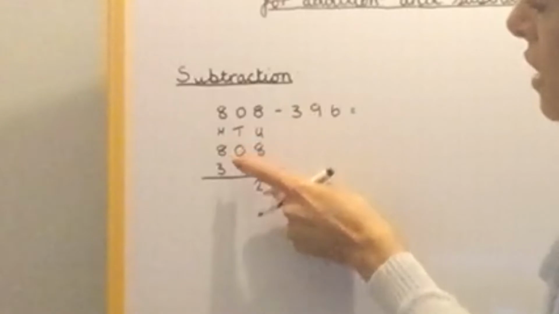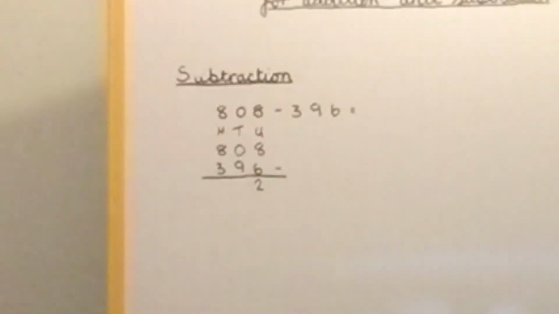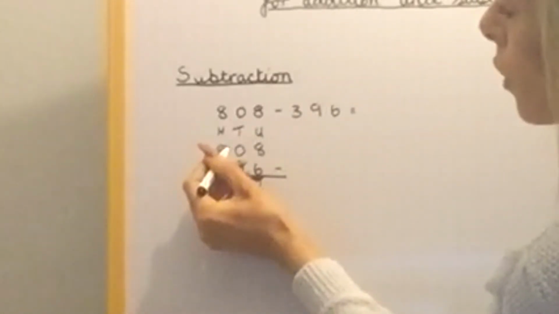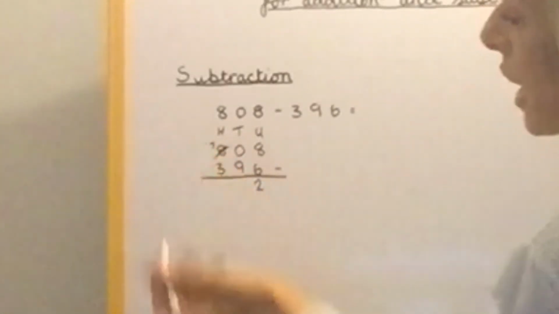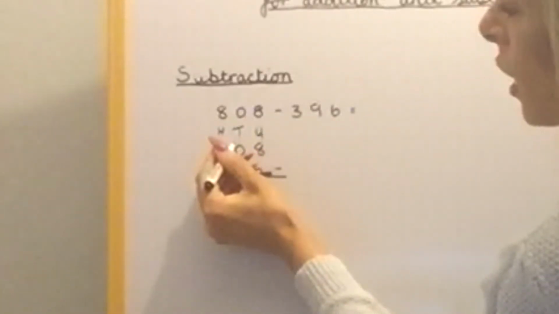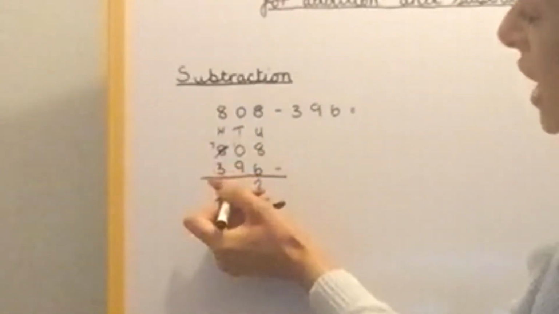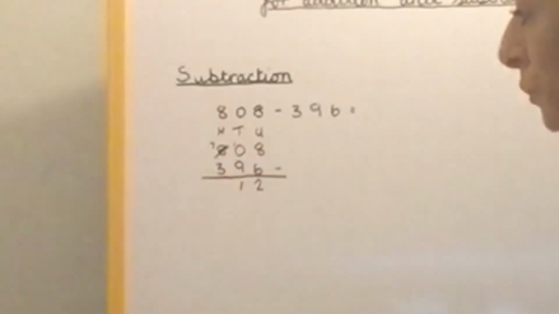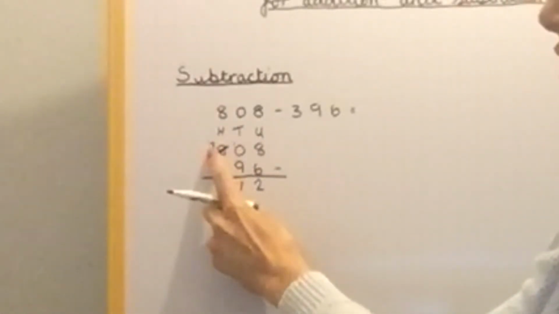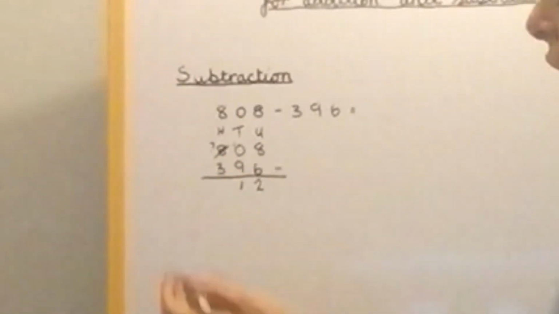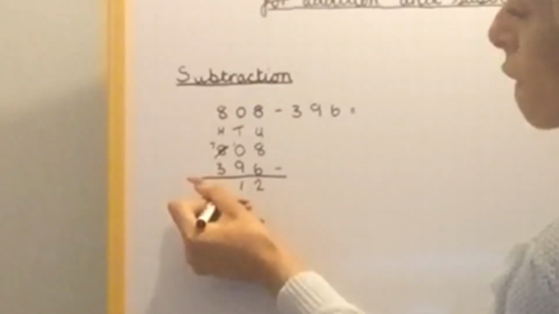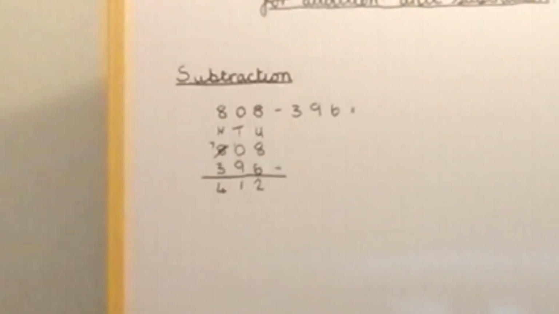I'm going to do 0, take away 9. Oh wait, I can't do that. So I'm going to borrow 1 from here, make it a 7 and move it over. Now I'm going to do 10 take away 9, which I can do, and 10 take away 9 is 1. Now I'm going to do 7 take away 3, and 7 take away 3 is 4. And that is how you complete a subtraction calculation.